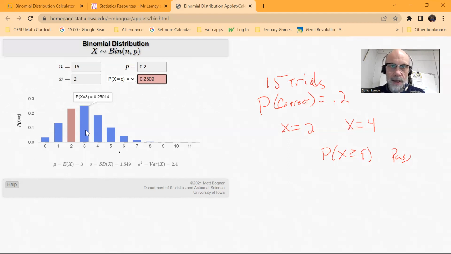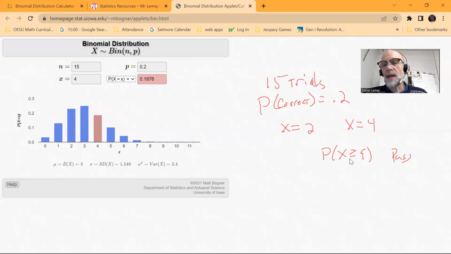And we'll look at continuous in chapter 6, during week 7. Here's what the different probabilities are. If I want to know the probability of getting exactly 2 correct, that's it. Exactly 2, that's the probability. About a 23% chance of getting exactly 2 correct. And then the probability of getting exactly 4 correct. See, we're looking for that bar.